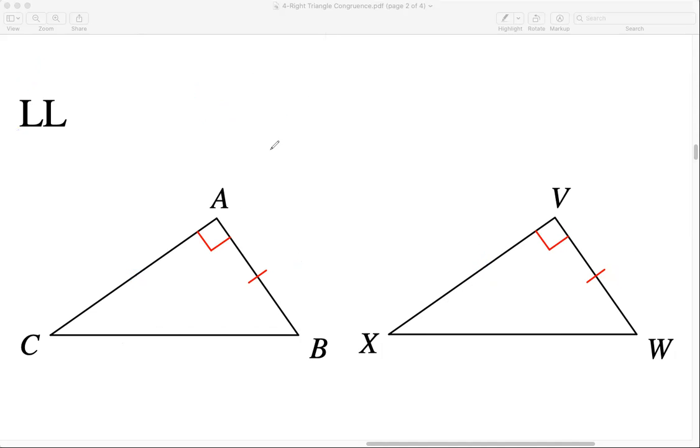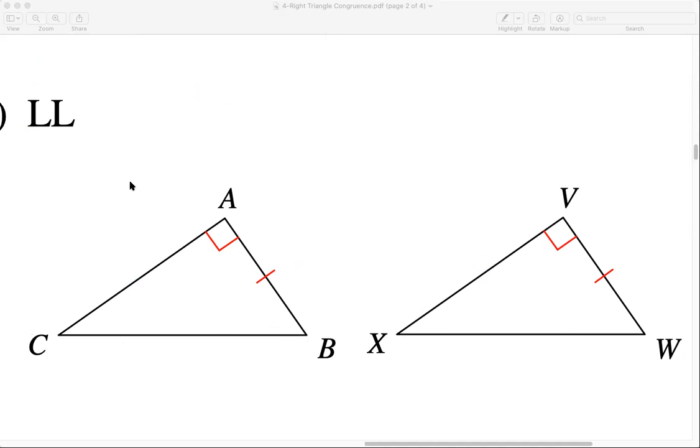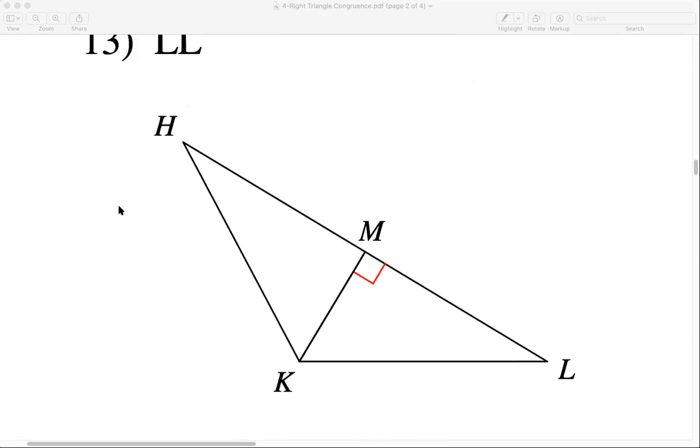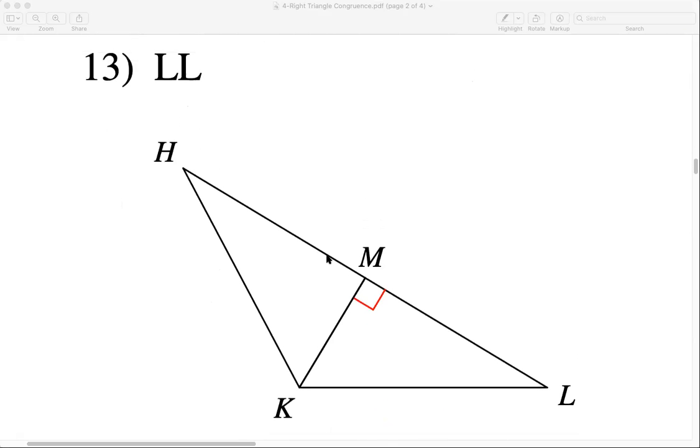Now, let's proceed to the next item, number 13. Try to answer this by pausing the video first. Once you're done, you can continue playing the video and check whether our answers are correct or not.